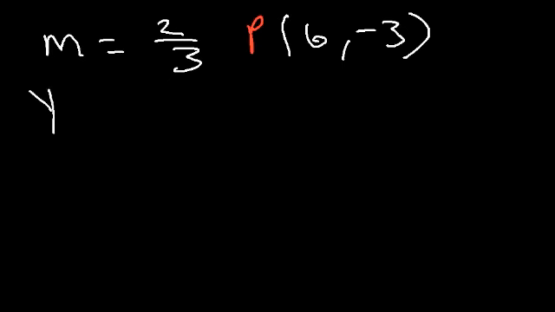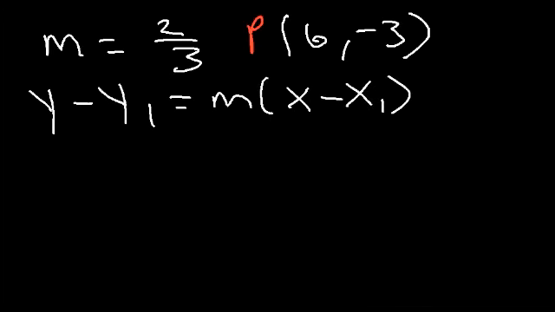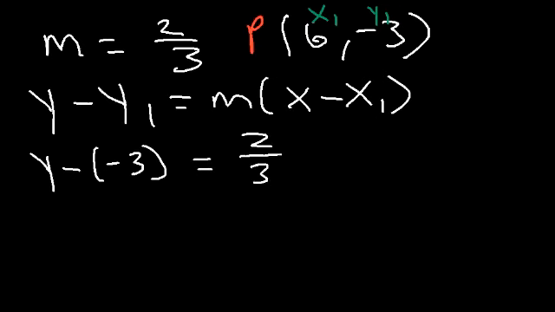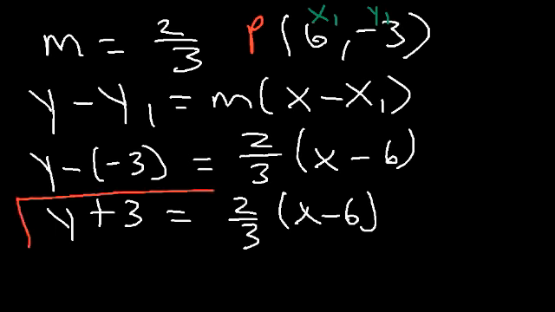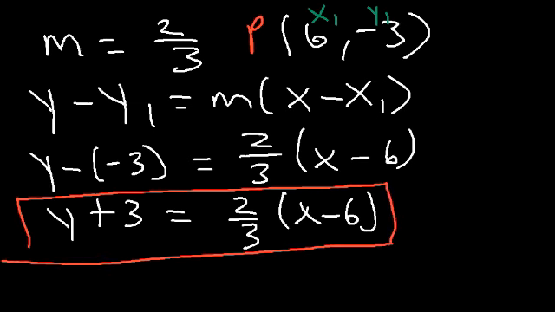So let's start with the point-slope equation, which is y minus y1 is equal to m times x minus x1. x1 is 6, y1 is negative 3. So it's going to be y minus negative 3 equals 2 over 3 times x minus 6. So whenever you have two negative signs, it's going to change into a positive sign. Therefore, this is the equation in point-slope form.